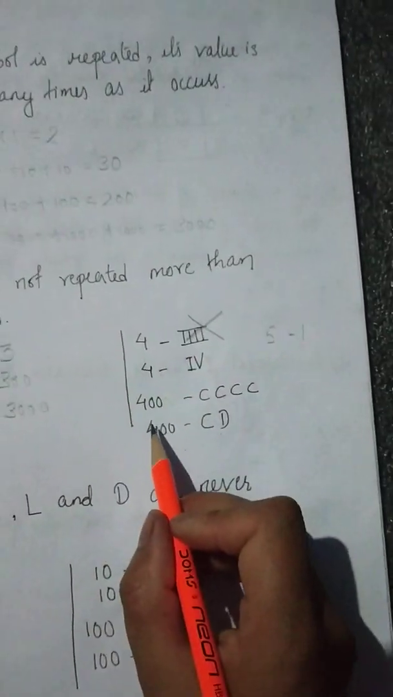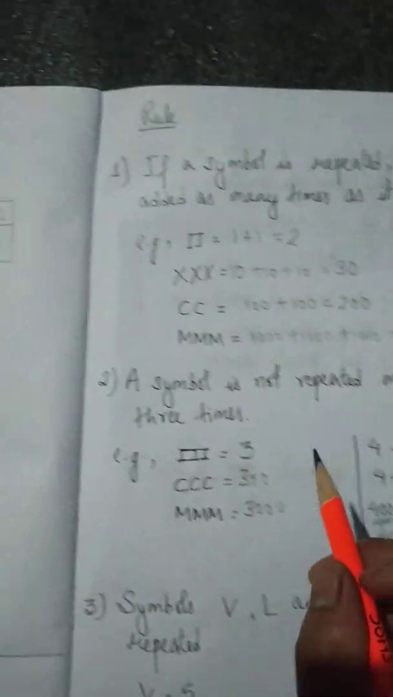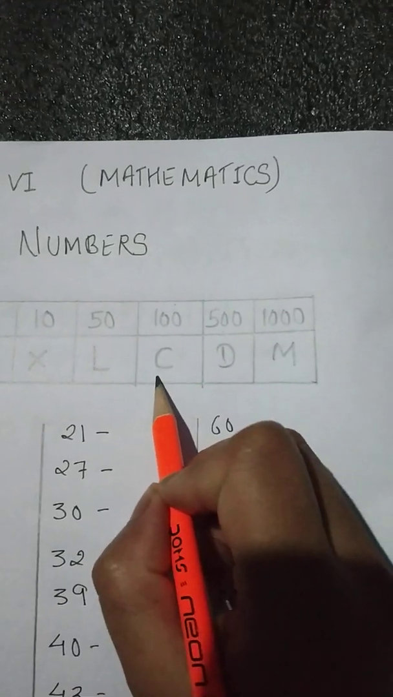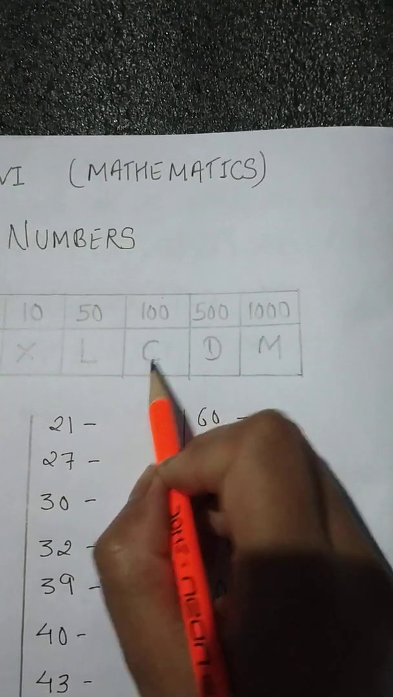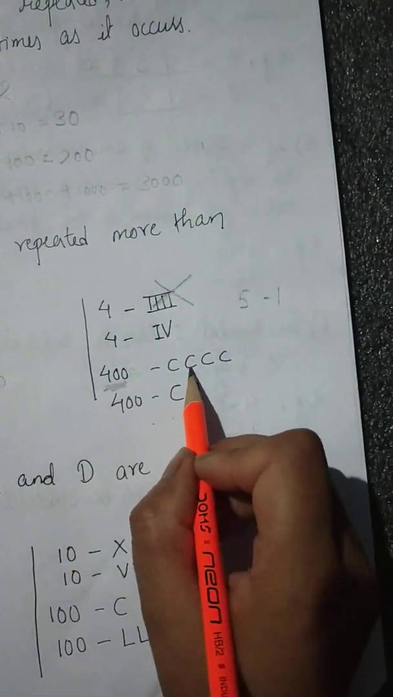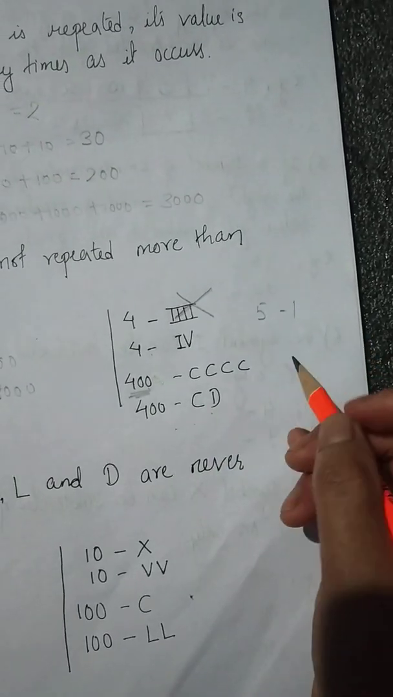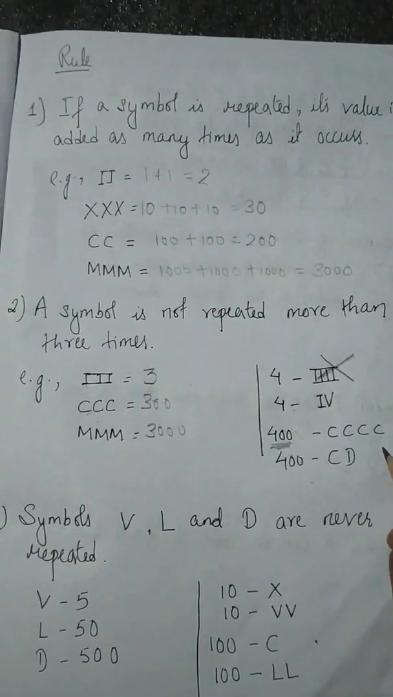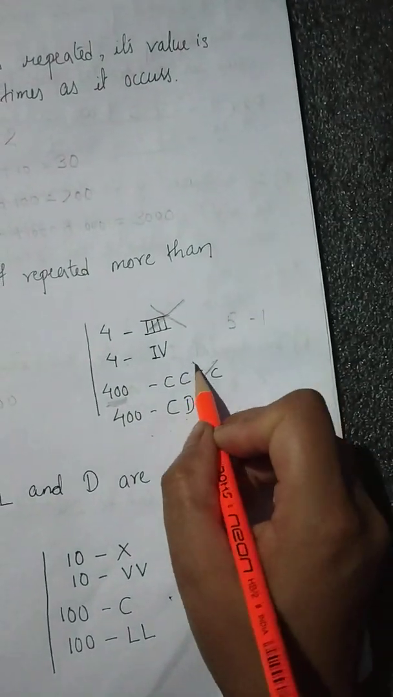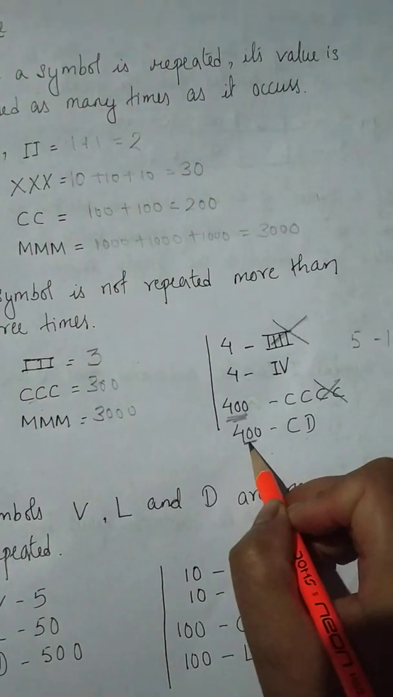Now next is 400. We know the value of 100 in Roman numerals is C. Symbol is C. So for 400, if I write C, C, C, C 4 times, this will be wrong. Why will this be wrong? It's because this is against rule number 2. So this is wrong.